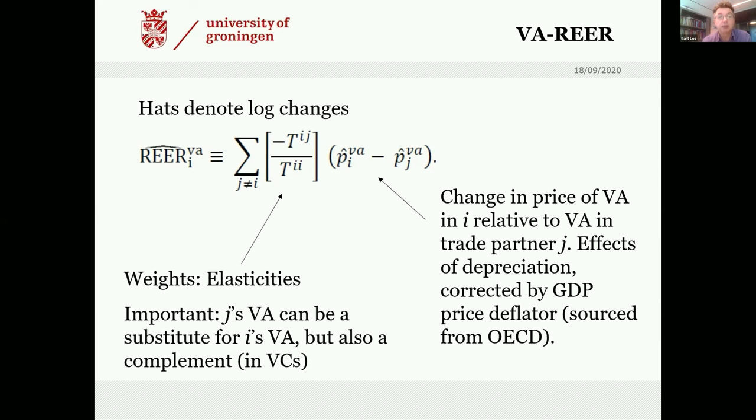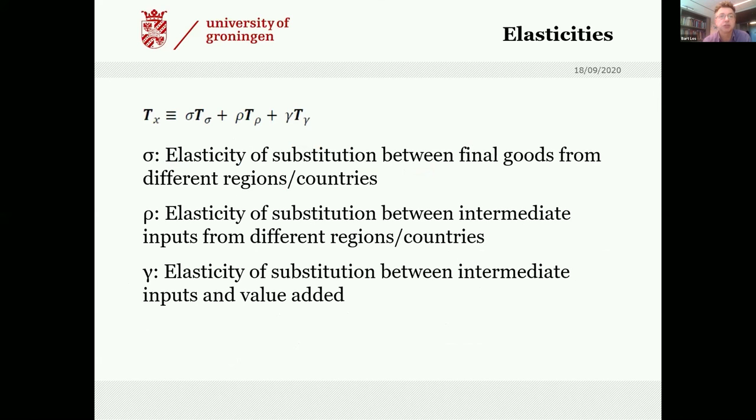And then we have the elasticities as weights, and it's important that in a world with global value chains, value added in country I and country J can be both substitutes, but they could also be complements. So if value added generation in the car manufacturing industry in a region in the UK depends on steel from, I don't know, a German region, then it can be that the value added in these regions are actually complements rather than substitutes. And this is taken into account in the determination of these elasticities.